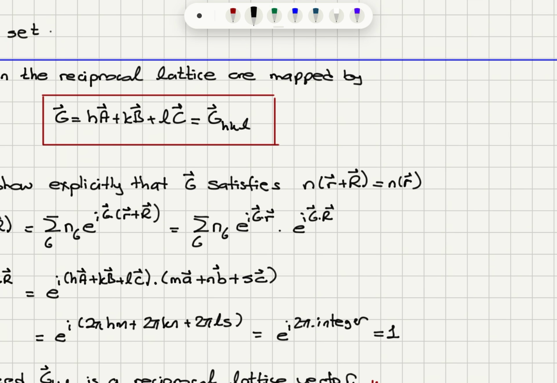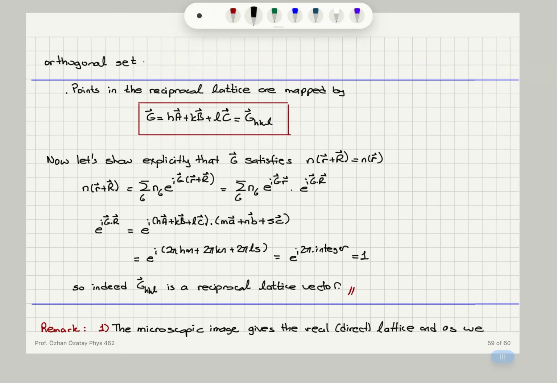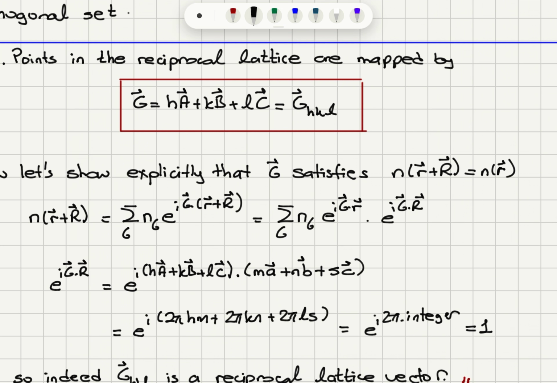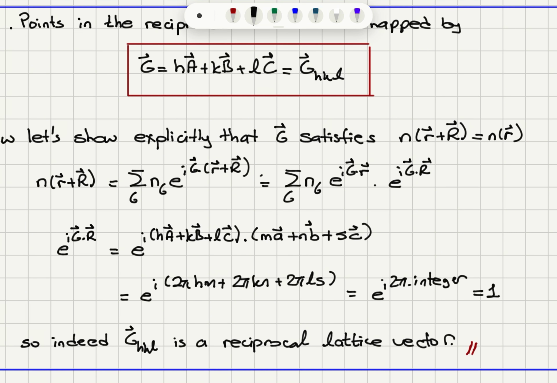So let's show that this is really working. So n of r plus capital R must be equal to n of r. So n of r plus capital R is sum over G of n_G e to the i G dot (r plus capital R). So that means e to the i G dot capital R must be equal to 1. So what is e to the i G dot capital R?